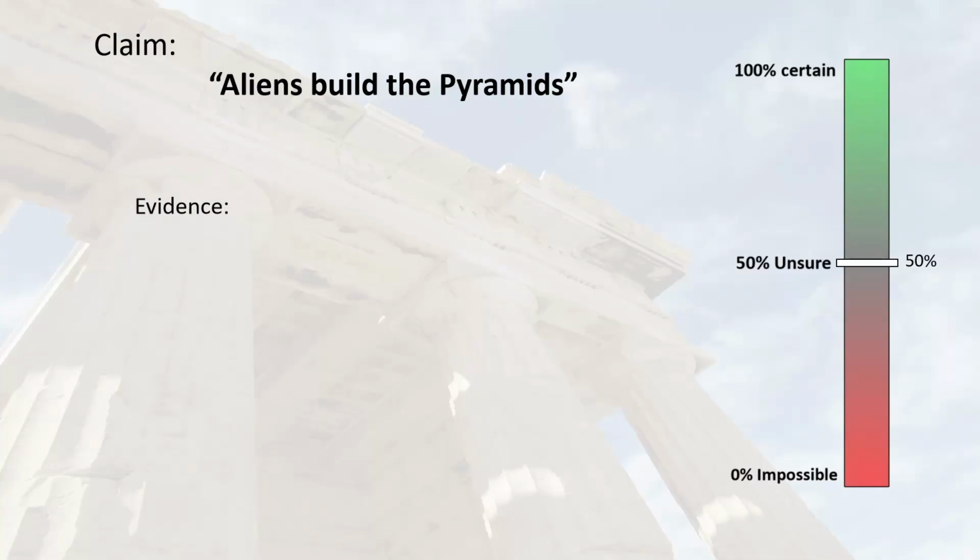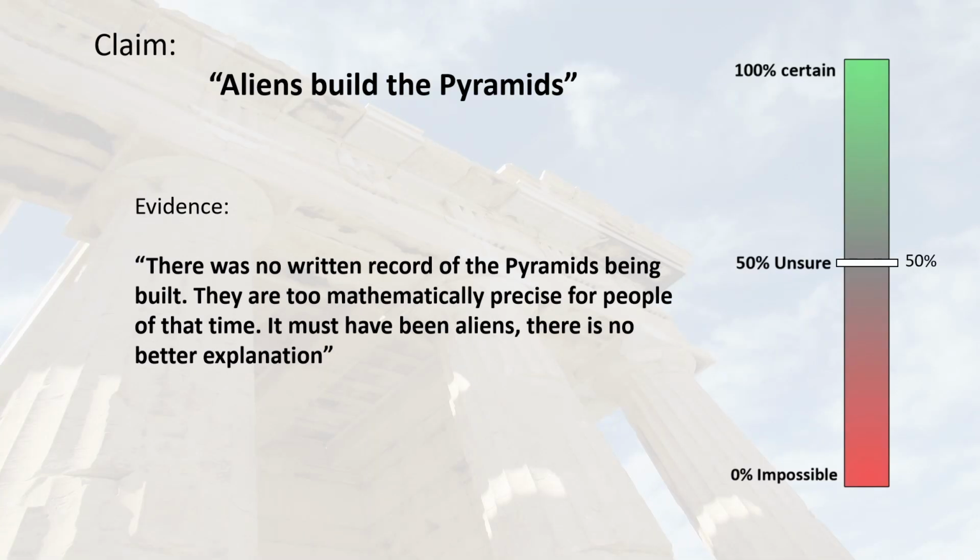So the starting point is 50%. Let's look at the evidence. So someone's evidence might be, there was no written record of the pyramids being built. They are too mathematically precise for people of that time. It must have been aliens. There is no better explanation.